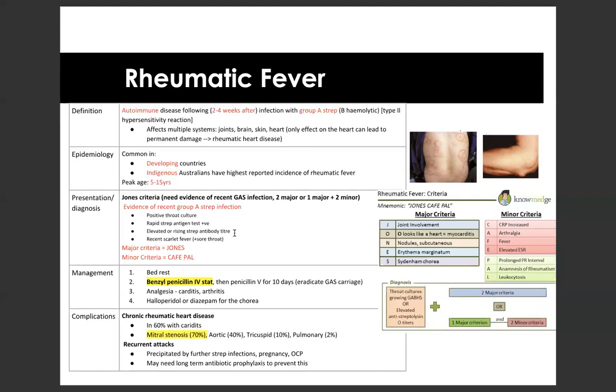And the treatment for rheumatic fever is benzylpenicillin, because the organism most implicated is group A strep, so that's why I use benzylpenicillin. And the cardiac murmur that's most common is mitral stenosis, versus infective endocarditis, which tends to have a regurgitant murmur. So that's another way of remembering the difference.